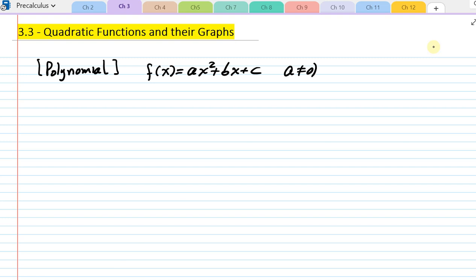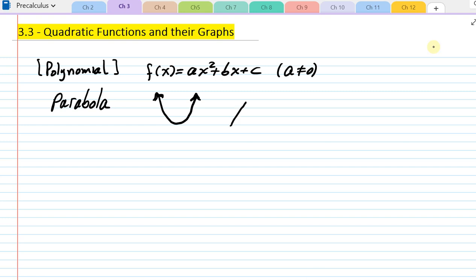And in this form, a cannot be 0, because if a is 0, notice we reduce this down to a linear function, and we don't want that. Now, the graph of quadratic functions are called parabolas. So the name of the graph is parabola, and the literal meaning of parabola is placing beside.